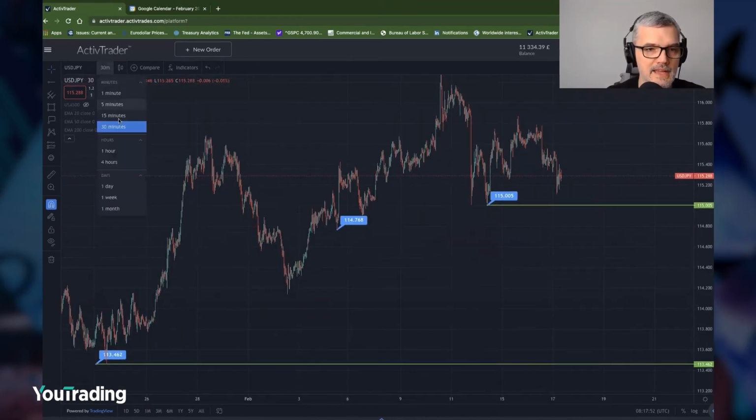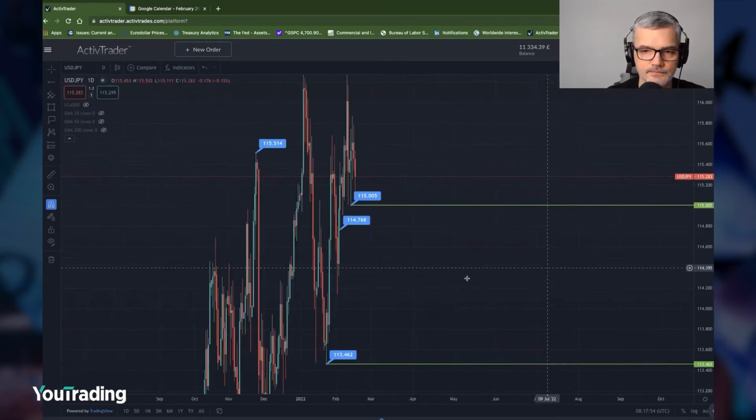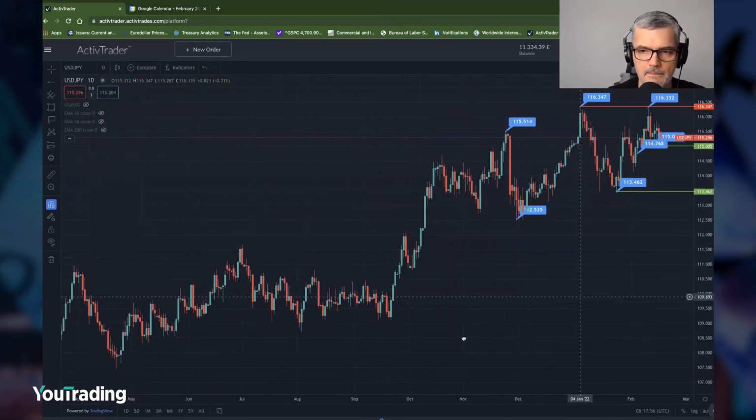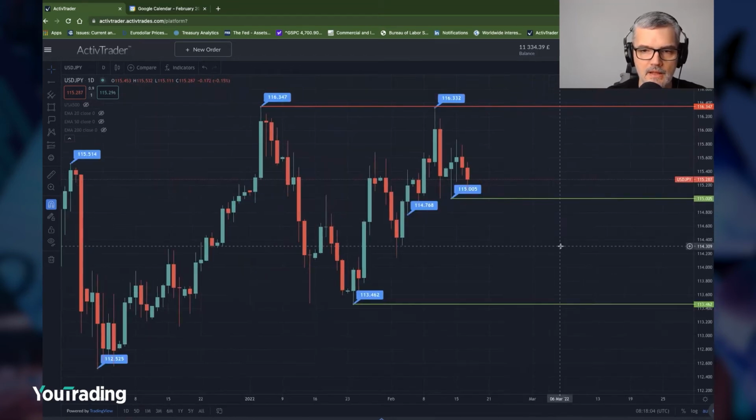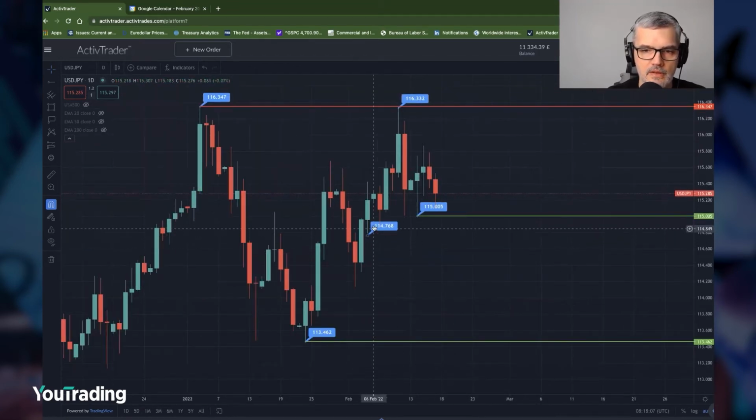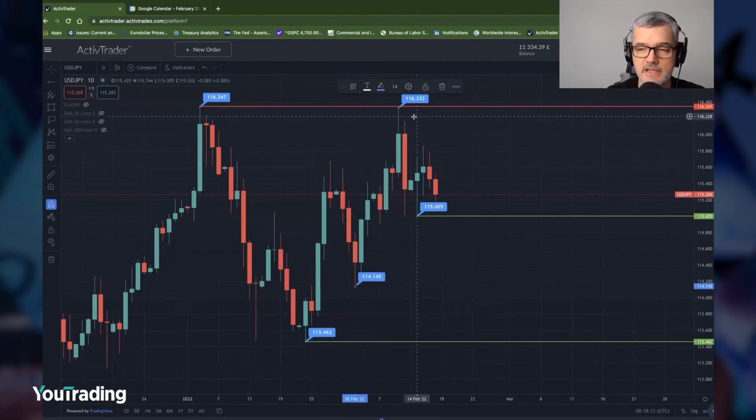If we go back to a daily candle, we're in an uptrend. We've got higher highs, higher lows. So if we were to break a significant low, being say this one here, then that would be a change in market structure. So we'd have a lower low, and then we'd have a lower high potentially here.